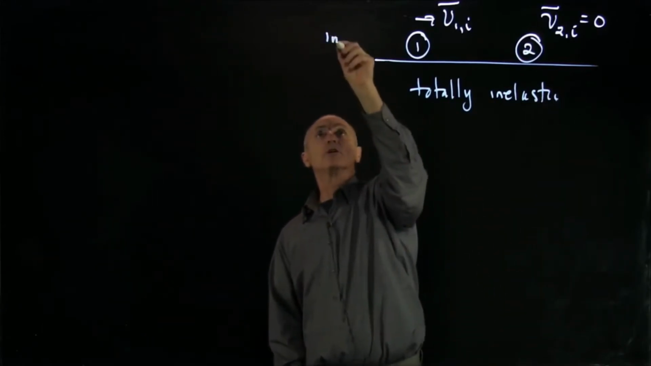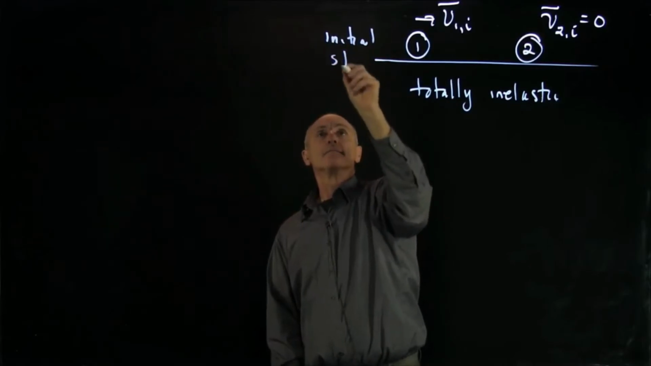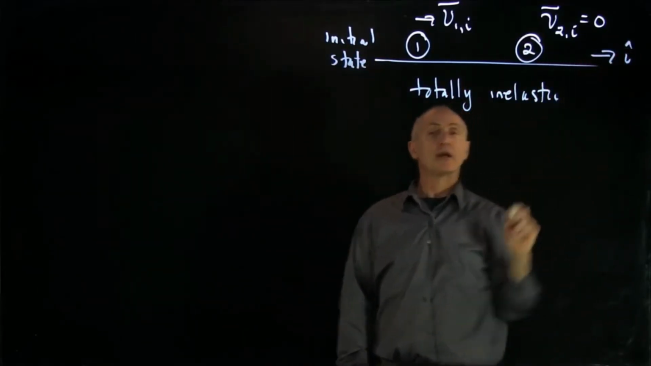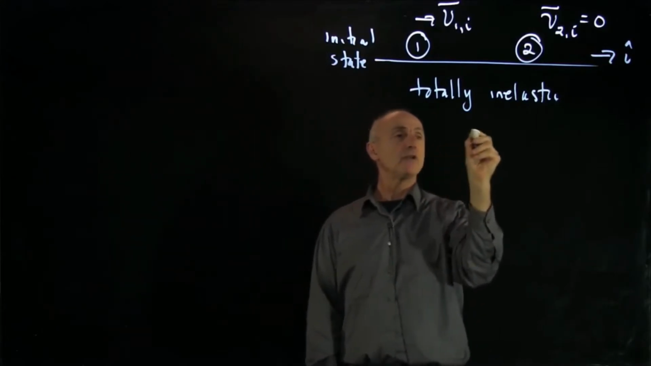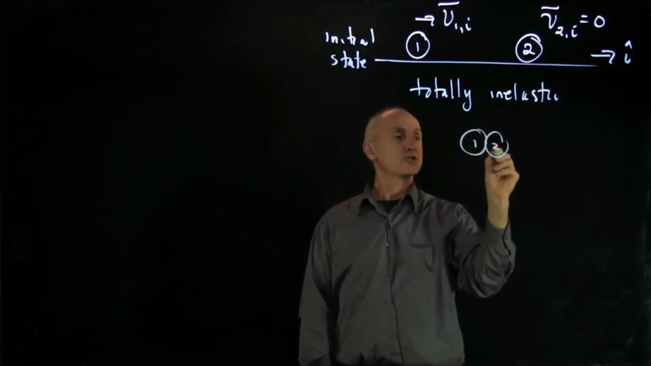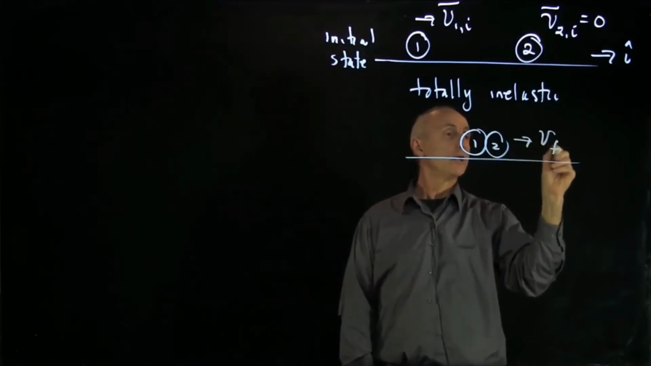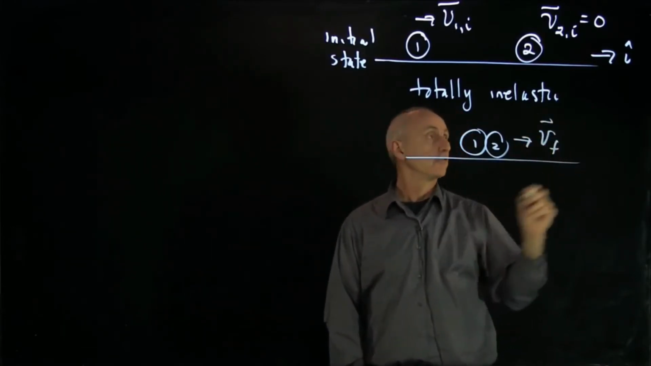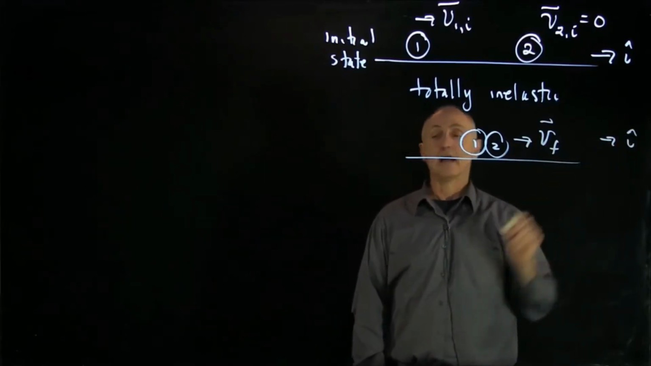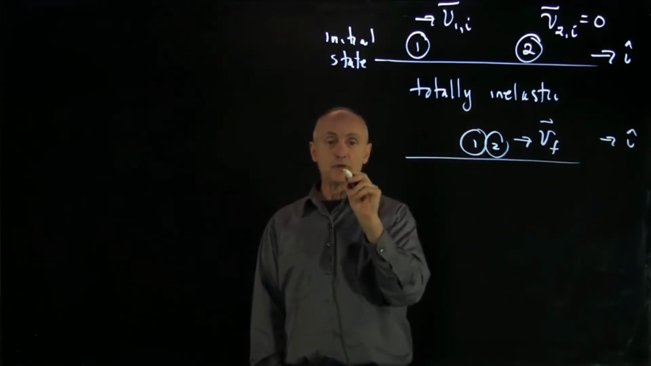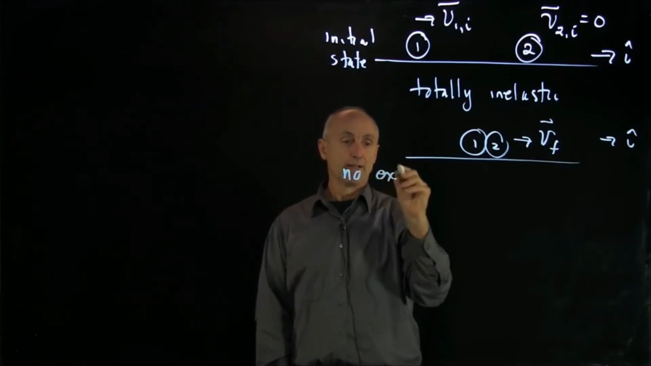So if this is our initial state, and let's again choose a direction I hat, then our final state will just stick those two particles together, and they're going to move. We only need one velocity for the final state, I hat. Now, again, let's assume that there's no external forces.